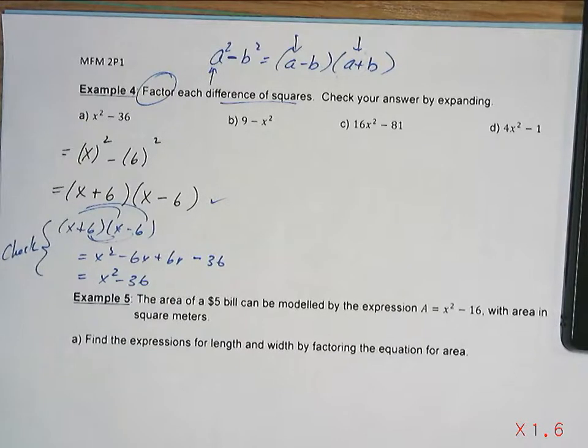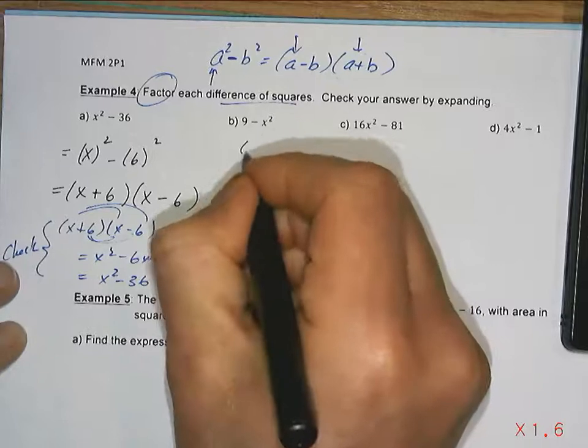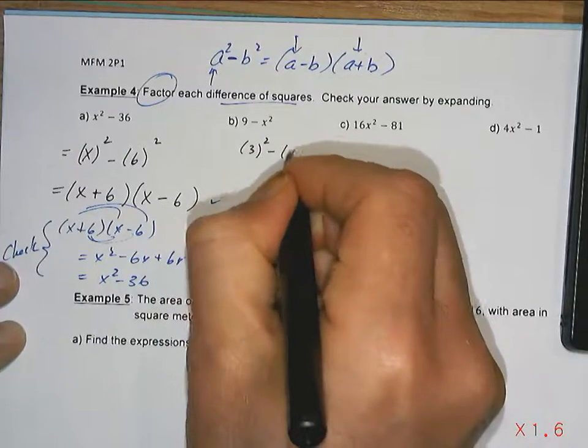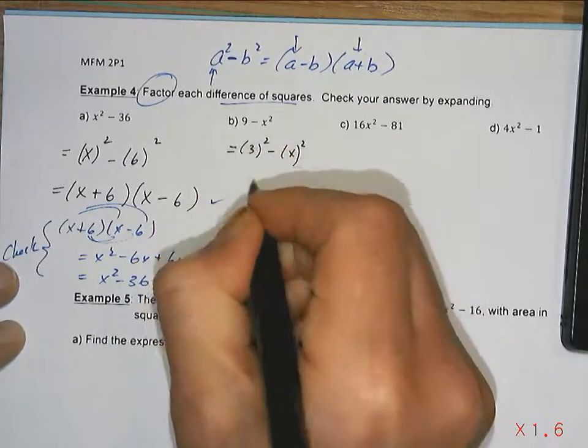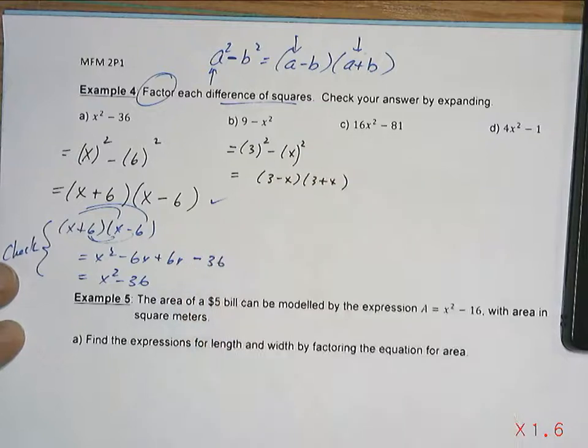All right, let's look at the next one. 9 minus x squared. A little bit different. Well, 9 is a perfect square, and so is x squared. So it's going to be written as 3 minus x and 3 plus x. That is the answer. That is factored.